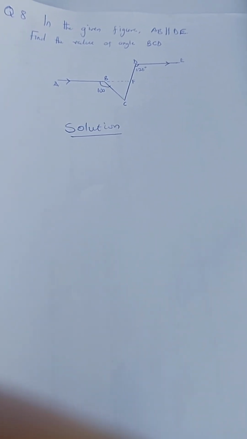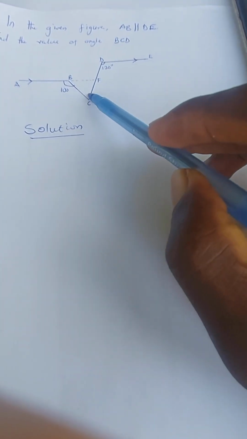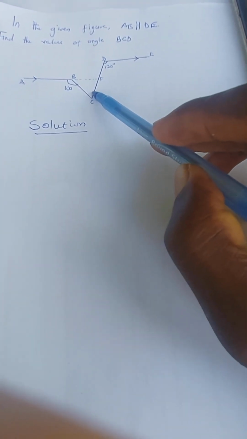We are moving on with our series of questions that we've been solving, and this is the 8th question. So let's find the solution. It says in the given figure, AB is parallel to DE. We should find the value of angle BCD, so the angle at C here.